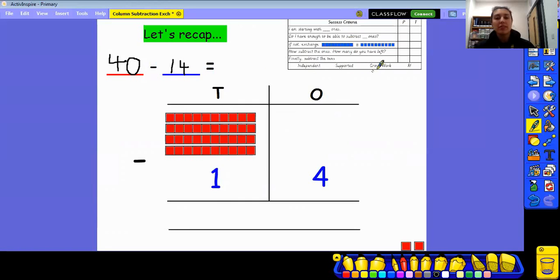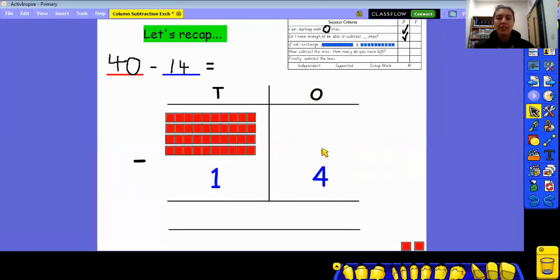So let's follow our success criteria then to work out the answer. I am starting with, remember the number on the top is what we're starting with, I'm actually starting with nothing, with 0 ones. Do I have enough here to be able to subtract 4 ones? No, I don't. That's impossible. I can't take away 4 from nothing. So what do I need to do? How can I get myself some more ones here?